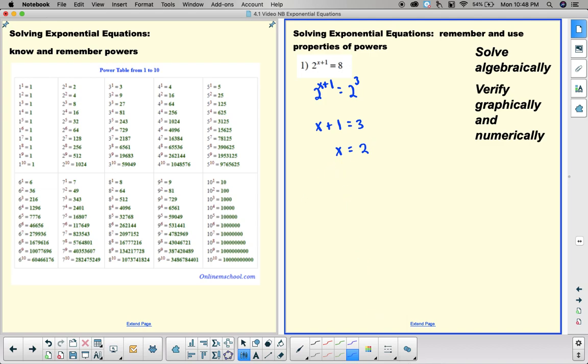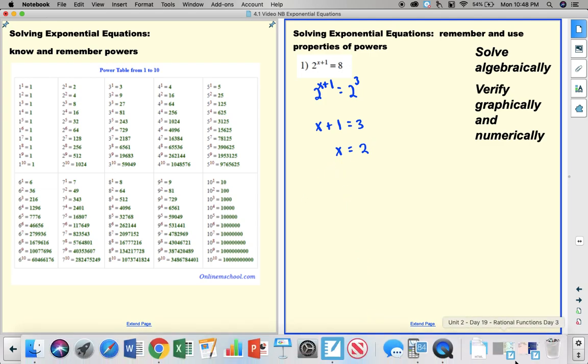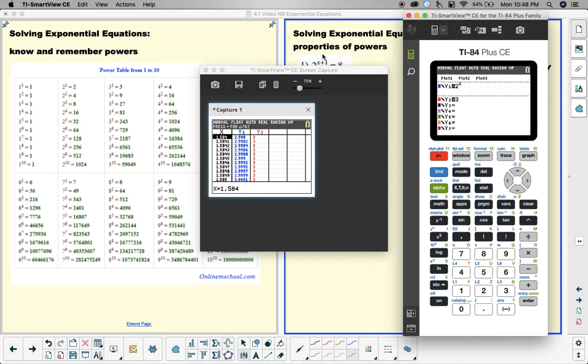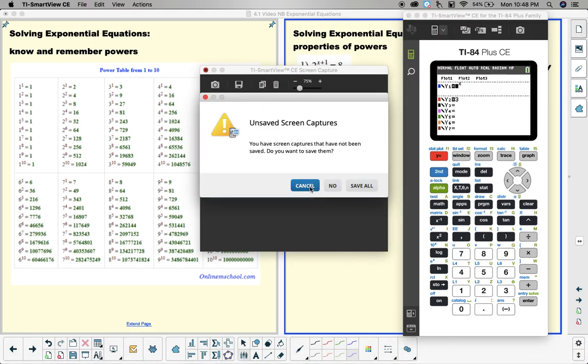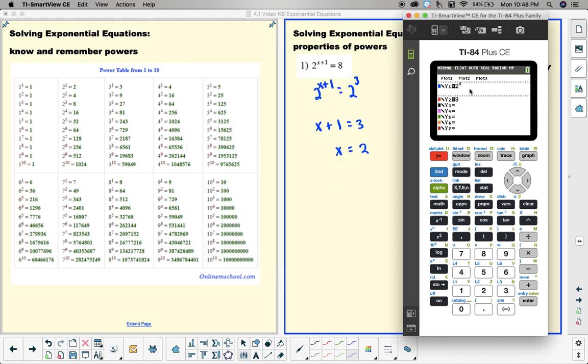So now I want to check it. I've solved it algebraically. Now let's just verify it graphically. So get rid of that. Cancel, I don't want to save any of those. So now what I'm going to do is, the left-hand side is 2 to the x plus 1. So I already have 2 to the x, and now I'm going to add a plus 1. And the right-hand side is 8.